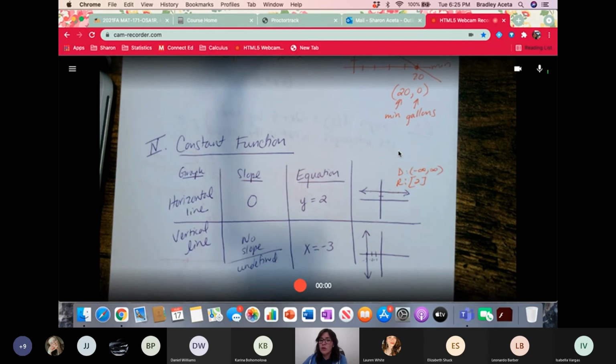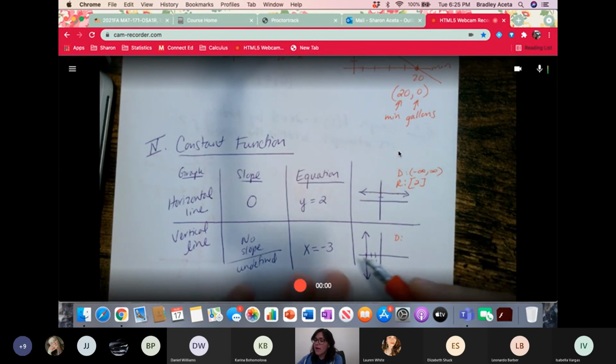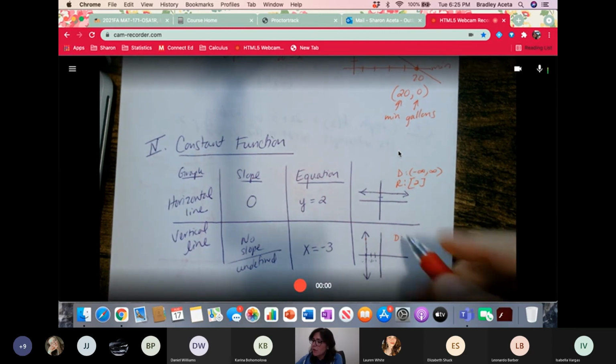Okay, there is a huge difference, please know this, between zero and undefined. Zero slope and no slope are two different things. And again, if I were to ask you the domain, how wide is this thing getting? What are all the x's? Well, the only x values that you have from each of these dots right here, they all have -3.